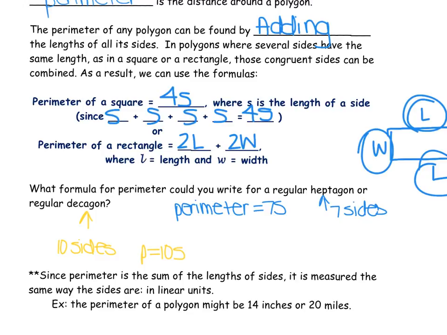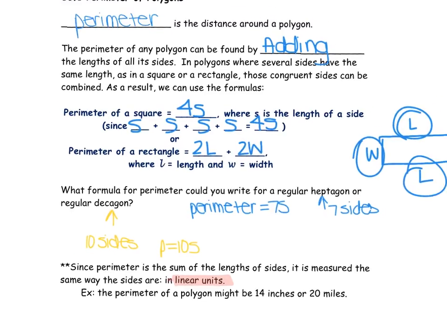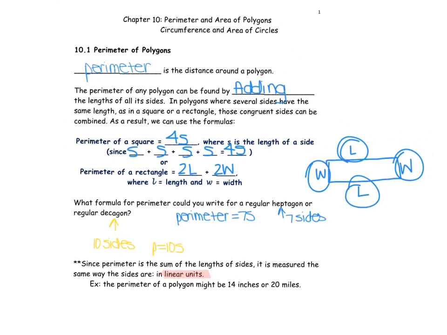Since perimeter goes around the outside of the figure and is a sum of all the sides, it is measured in what we call a linear unit. I'm going to highlight that for you. Another way to think of that is like your standard unit, like inches, feet, miles. So that's what perimeter is measured in.